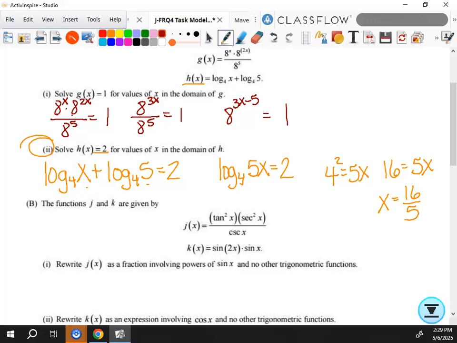Any questions at this point? All right, I need to get the variable out of the exponent. So that means I need to use a log. What do I want the base of my log to be? 8. So log base 8 of both sides. And so this gets to come out front, right? So that's going to leave me with 3x minus 5. Log base 8 of 8 is 1. And that's equal to log base 8 of 1.